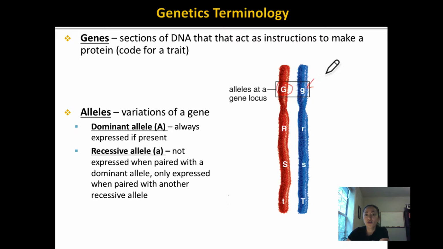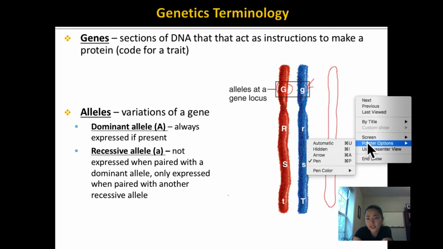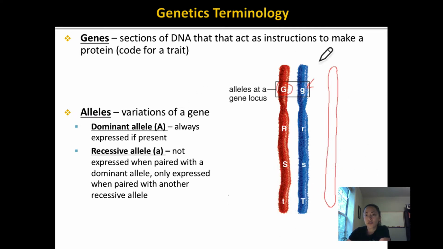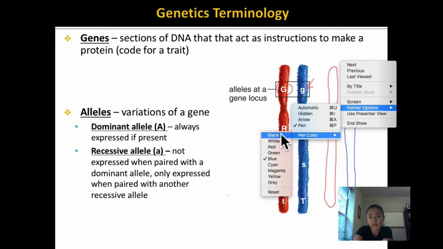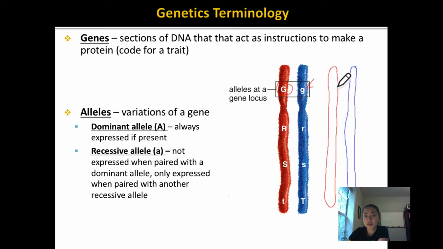However, what if their chromosomes look like this? I'm going to draw this here. And let's say the other one, let's make the pen color blue. So the other allele, these are my two chromosomes. Another possibility could be that here they have a little letter and a little letter.